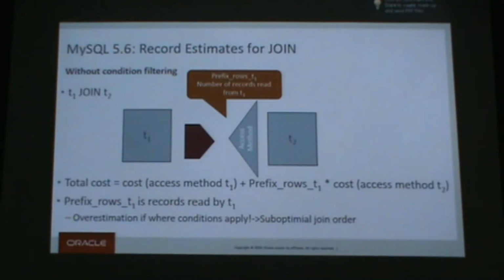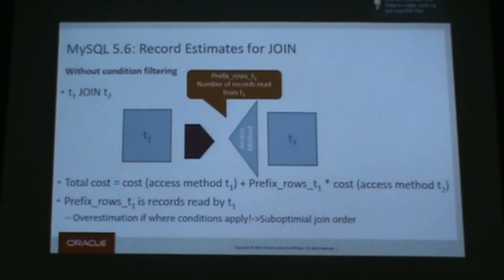So you are going to come up with a cost formula, that is cost of access method for T1 plus the prefix rows. The prefix rows is the number of rows resulting out of T1. Not every tuple in the T1 will be participating in join with the T2, right? So all those rows that are resulting from T1 multiplied by cost of the access method for T2. This was the formula that was used earlier.